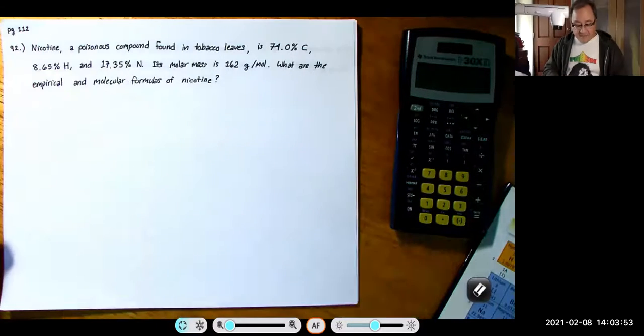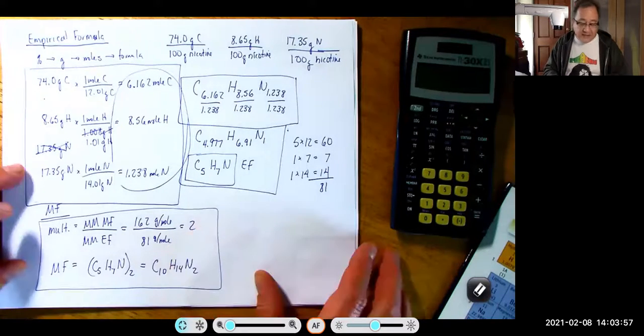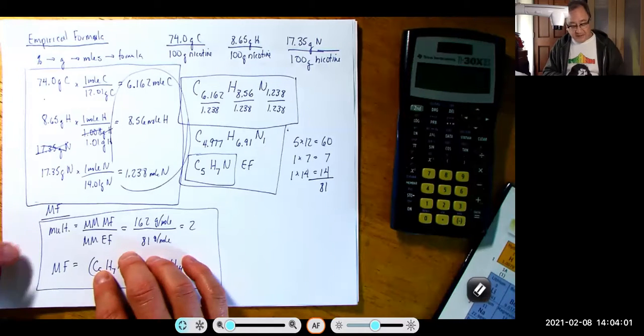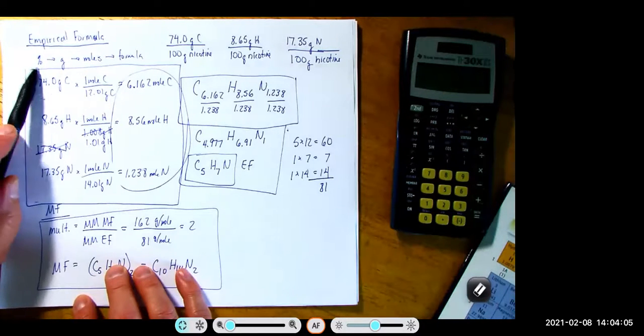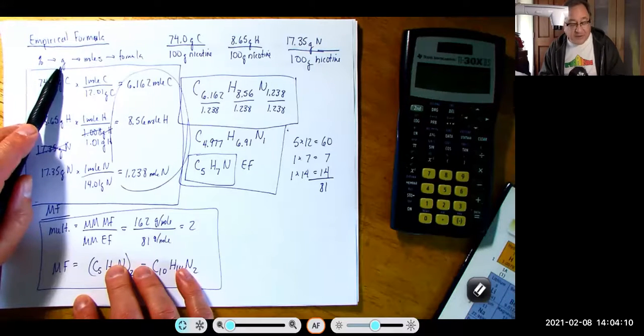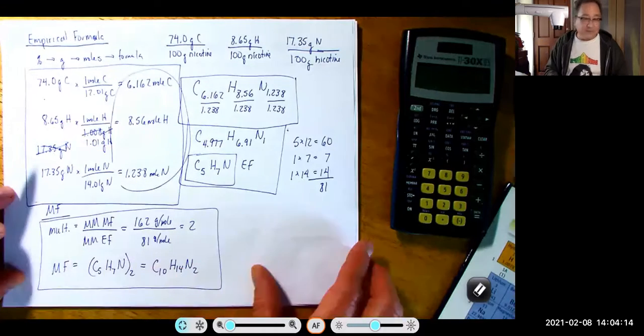And in my 5 minutes of doing it, I'm actually writing it out. I'm not just telling it to you. I can tell you how to do it in 1 minute. I can tell you how to do it in 10 seconds. Take the percentage, assume they're grams, take the grams, convert them into moles, and then use the moles to find the ratios to get the formula. Boom. That's how you do it.